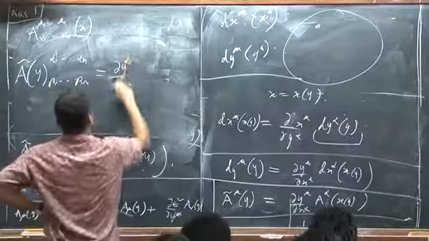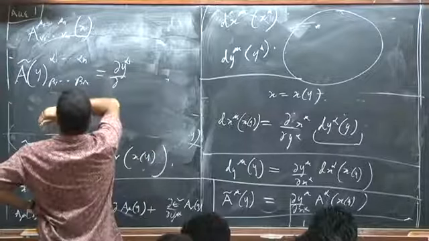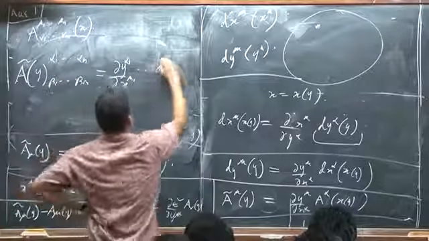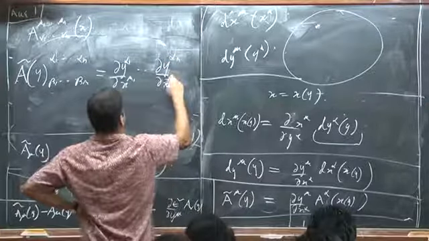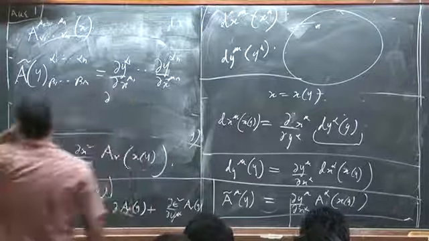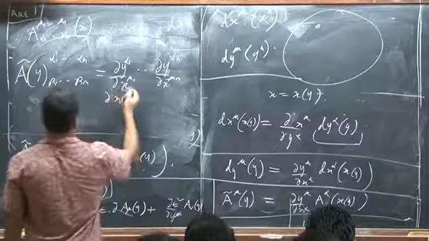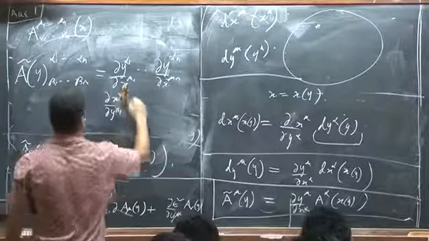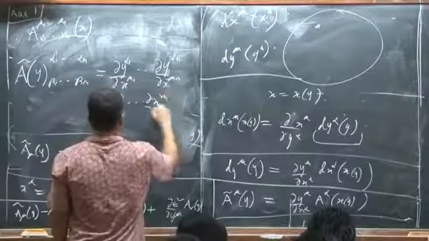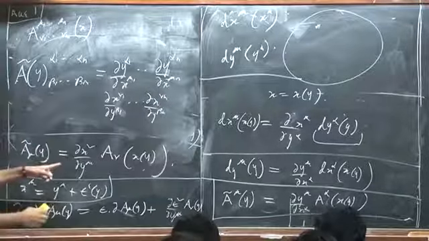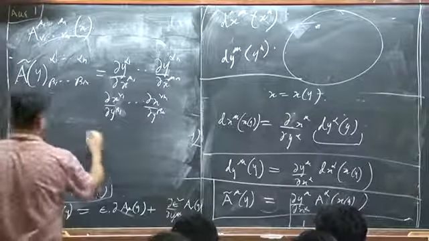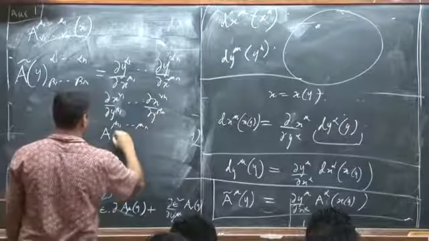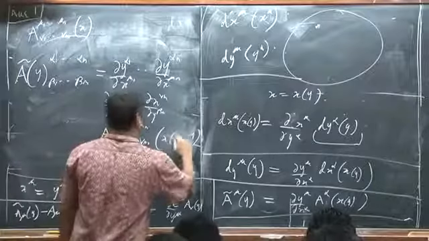del y alpha 1 over del x mu 1, up to del y alpha n over del x mu n, and then del x nu 1 over del y beta 1, up to del x nu m over del y beta m, multiplying A of mu 1 to mu n, nu 1 to nu m, of x of y.